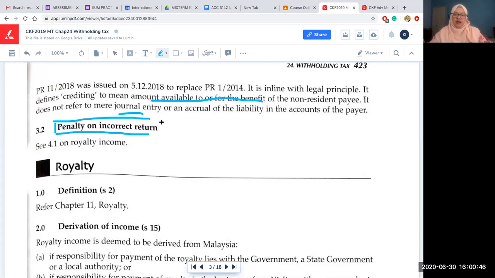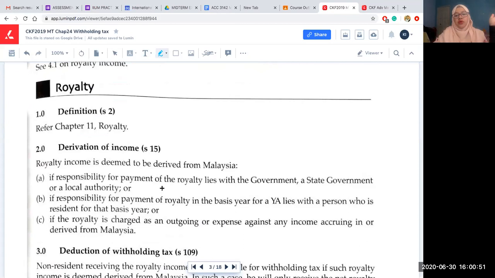All right, then you look at the royalty. All this is the definition. What does the definition say? Refer to chapter 11 on royalty. Why chapter 11? Because remember, when you did your Taxation 1, you had the target royalty. Other sources of income, you covered rental, royalty, dividend and interest. So you have to refer back to the definition of royalty in chapter 11. I will not go through that.